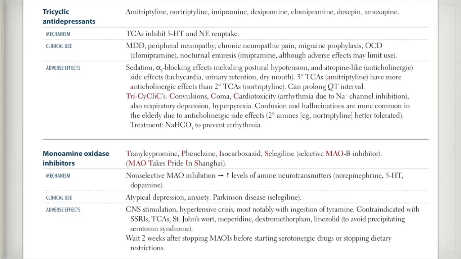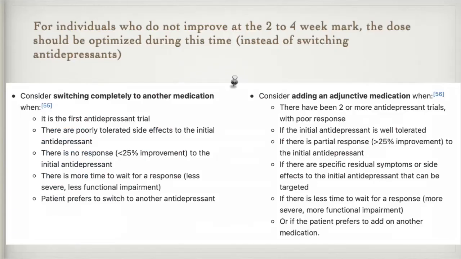But some medications have a longer duration of action. For example, fluoxetine needs a washout period of at least 5 to 6 weeks. When we prescribe antidepressant medications, improvement may be observed as early as the first 1 to 2 weeks, but the full benefit at a given dose may not be achieved until 4 to 8 weeks. For individuals who do not respond or improve at their first 2 to 4 weeks, the dose should be optimized during this time.